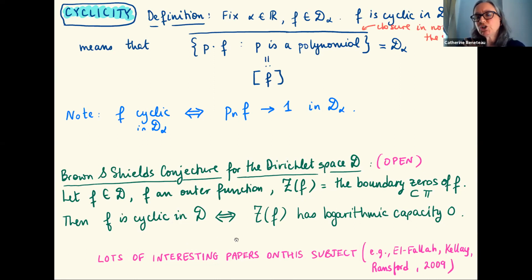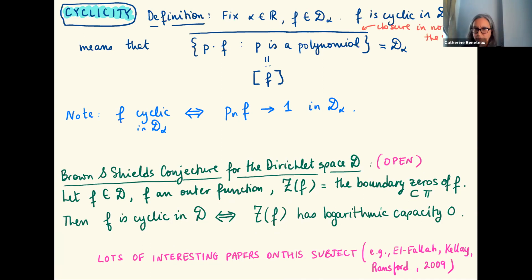So the Brown and Shields conjecture is really only one direction of this, because we know that if f is cyclic, it's not too hard to prove that the zeros have to have logarithmic capacity 0. The zeros have to be fairly small. It's kind of intuitive. We know for sure there can't be a zero inside, as Tom just mentioned in his talk, because every polynomial multiple would reproduce that zero. But what happens on the boundary zeros, there can't be too many of them for sure. And so for sure, if f is cyclic, the boundary zeros must have logarithmic capacity 0, but the Brown and Shields conjecture is saying that that's actually equivalent. So we were really interested in that problem.